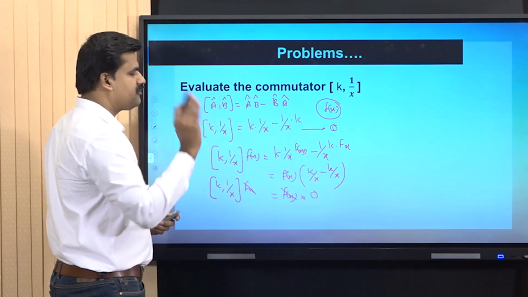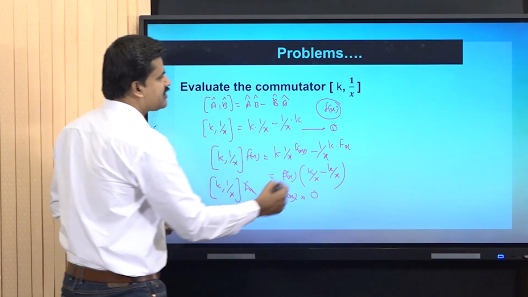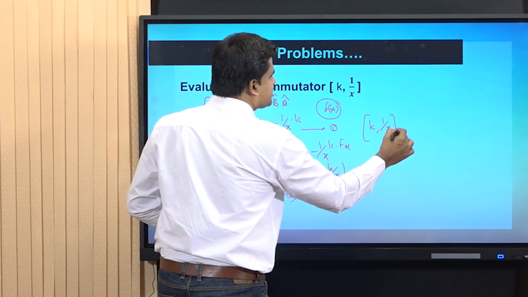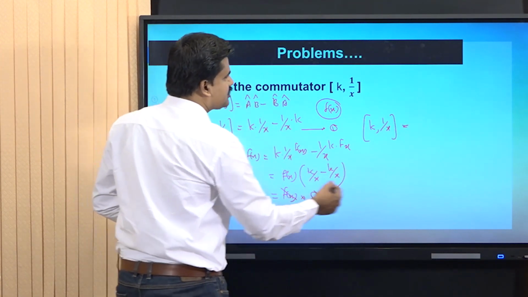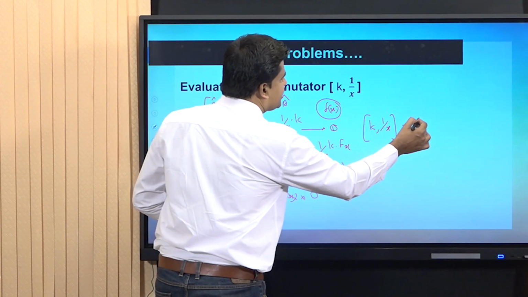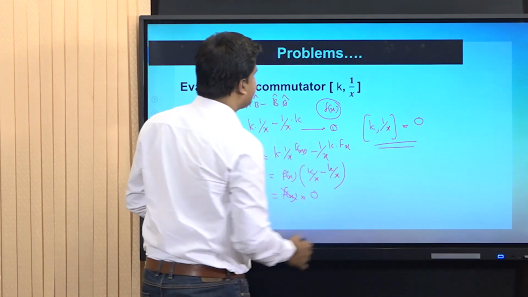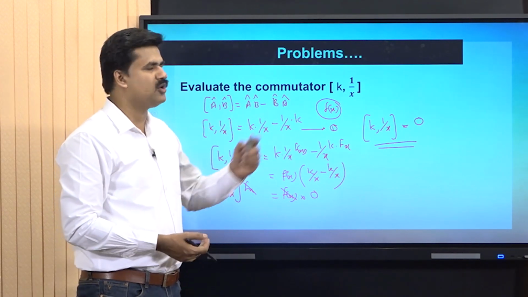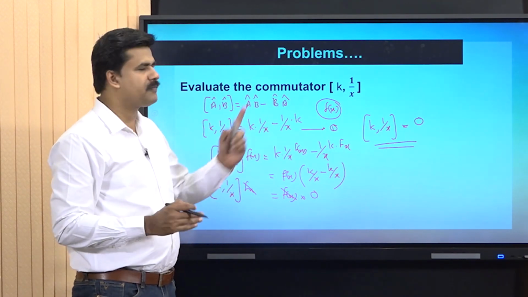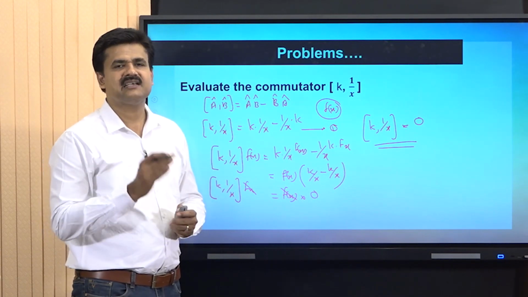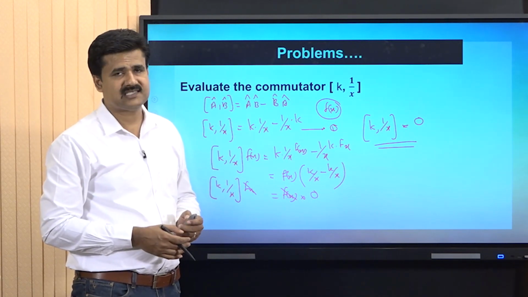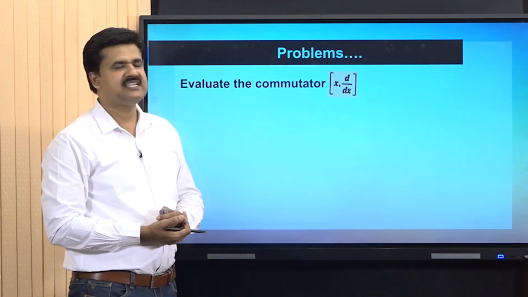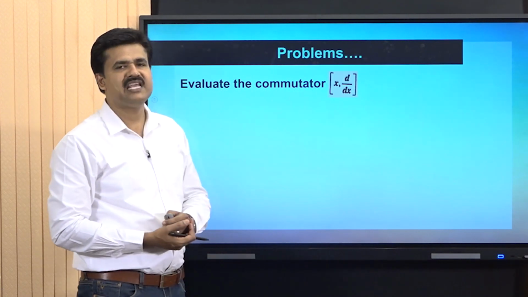After removing f of x in the final step, I got the result, the commutator k, 1 by x equal to f of x into 0. That is, k, 1 by x is equal to 0. This means that the commutator k, 1 by x equal to 0, which means the operators k and 1 by x are commuting operators. Now, another commutator to be evaluated is x, d by dx.